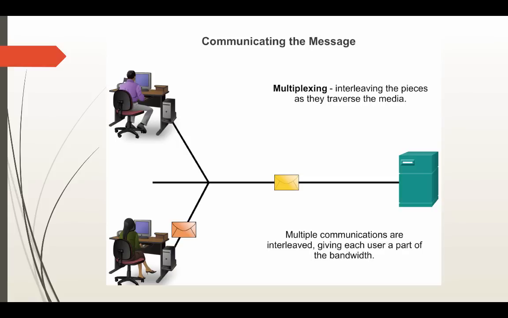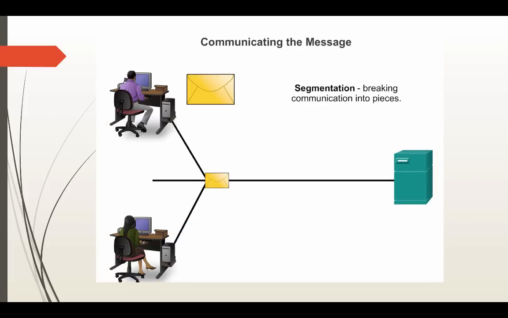Segmenting messages has two primary benefits. By sending smaller individual pieces from source to destination, many different conversations can be interleaved on the network. The process used to interleave the pieces of separate conversations together on the network is called multiplexing.